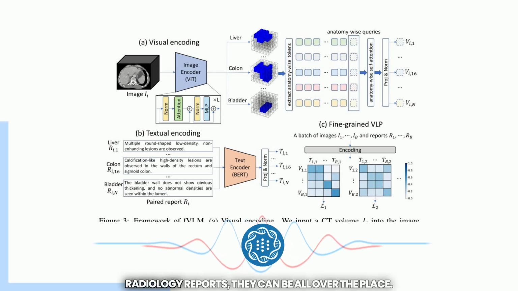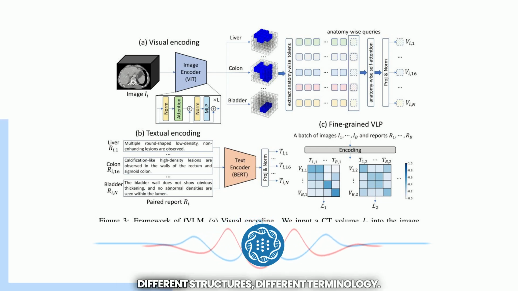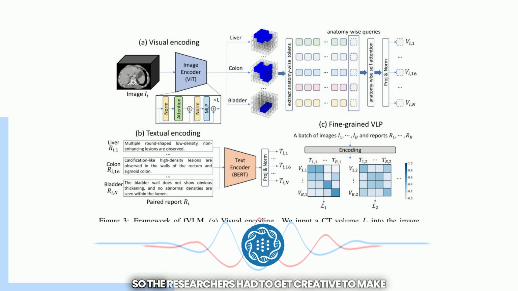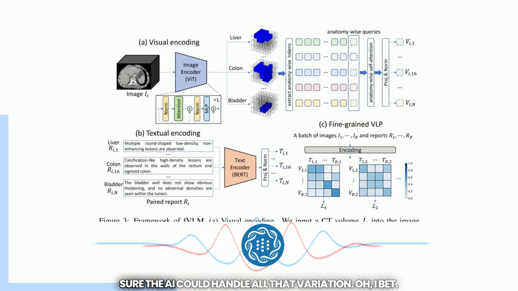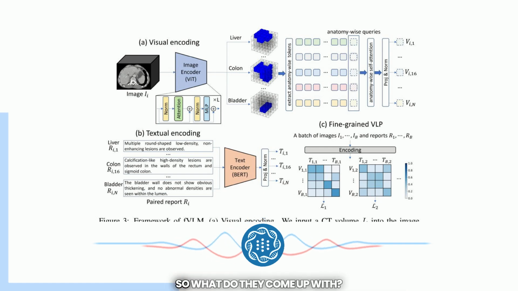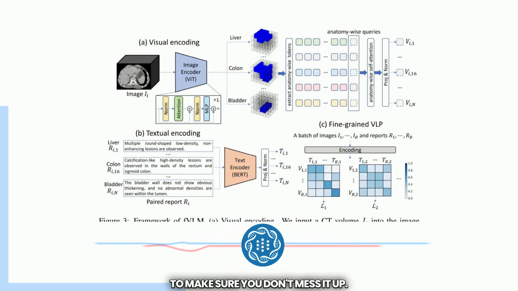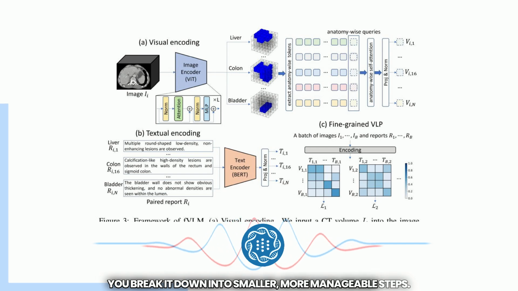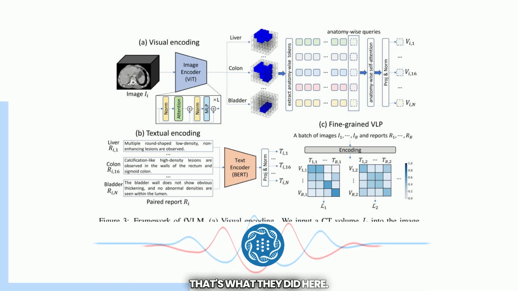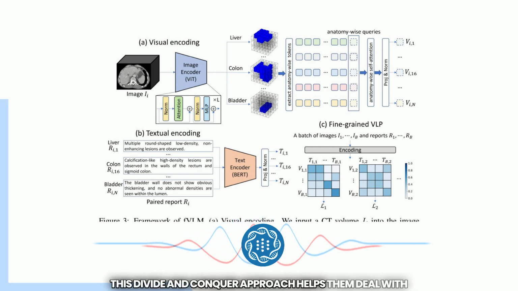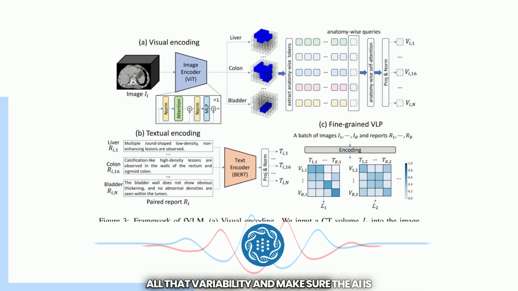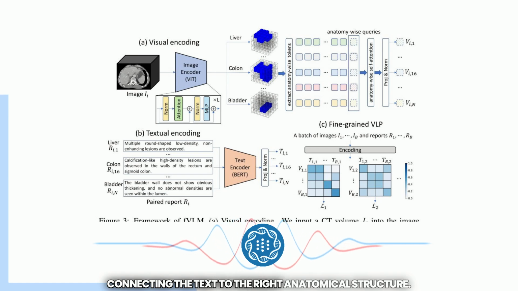But here's the thing. Radiology reports, they can be all over the place. Different structures, different terminology. So the researchers had to get creative to make sure the AI could handle all that variation. Oh, I bet. So what did they come up with? Well, think about it like this. You've got a crazy, complicated recipe, and you want to make sure you don't mess it up. What do you do? You break it down into smaller, more manageable steps. Exactly. That's what they did here. This divide and conquer approach helps them deal with all that variability and make sure the AI is connecting the text to the right anatomical structure.